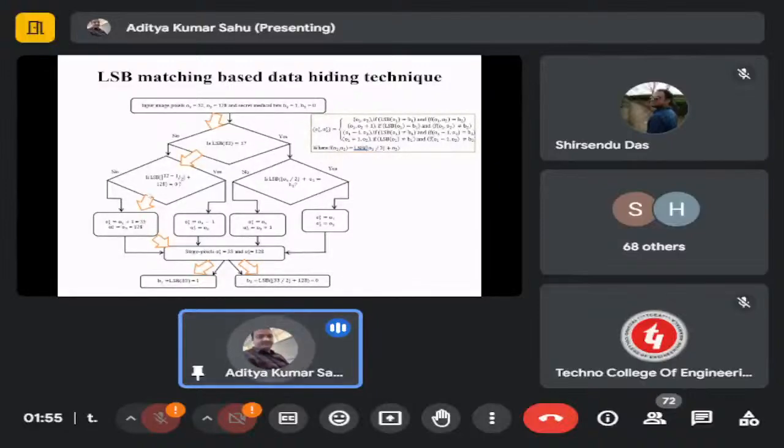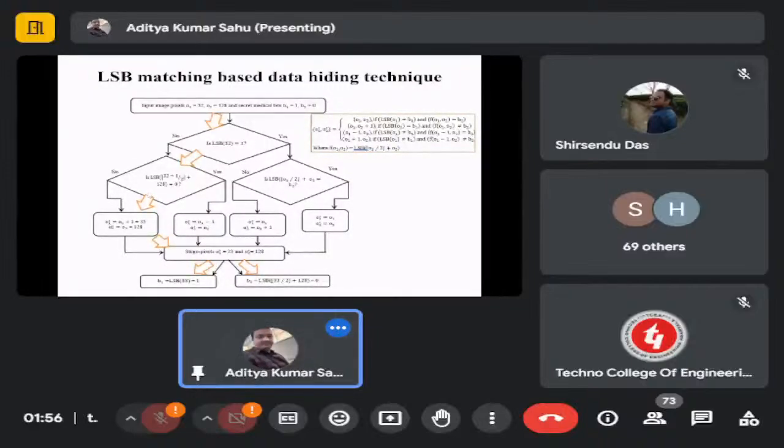Now, whatever equation is given on the right-hand side, I have made the flow diagram in this picture. What this diagram says is that this is the process of embedding, as well as extraction. What is happening here is first it checks whether the first LSB is 1. The first bit of the first pixel, that is, the LSB of O1, that is 32, is 1.